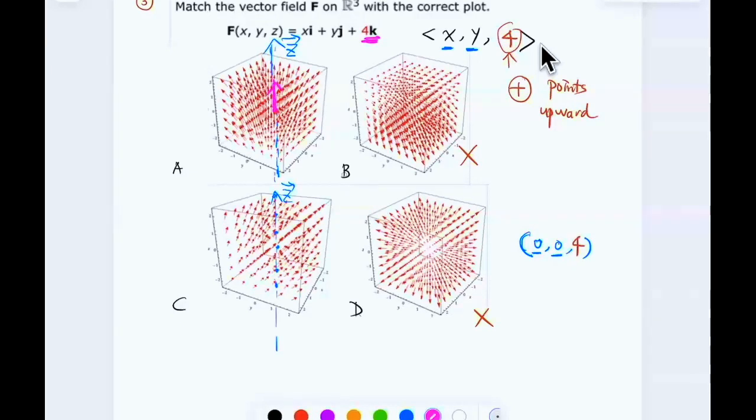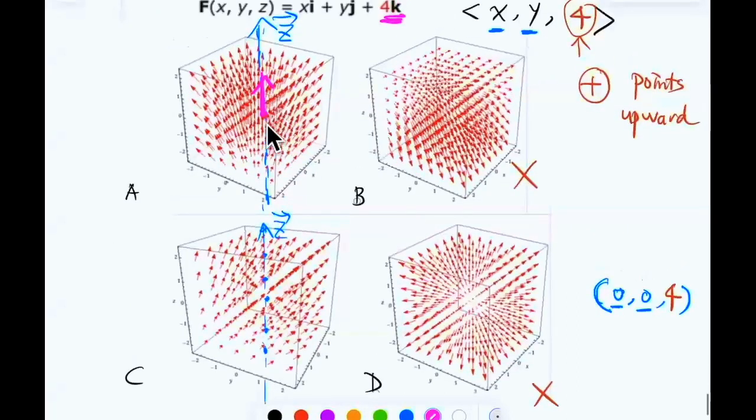Looking at this, we have either this one or this one. This one here doesn't point upward along the z-axis. So it's not straight upward, right? It has to be straight up 4 units. So it's only this one. So A is right. Okay, all right. That's very good. Very good observation. Good job.